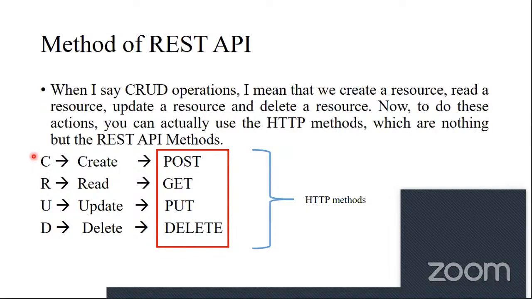In a database, we tell this as CRUD, but when it comes to HTTP methods, we say create for post, read for get, update for put, and delete for delete itself. These four methods, post, get, put, delete, are your HTTP methods. When you are dealing with your API, these four methods are very, very important.